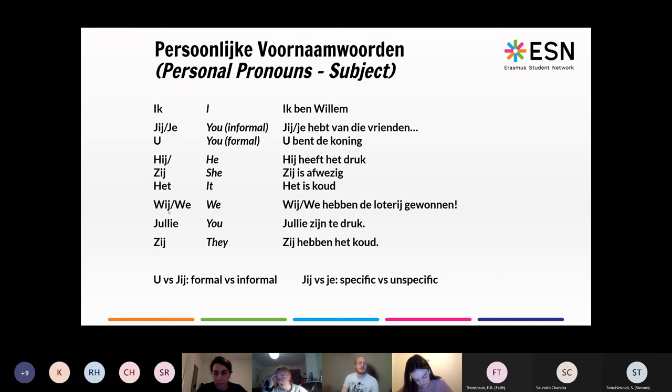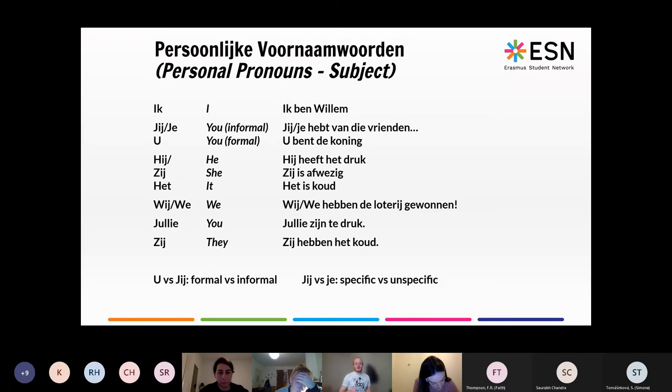The similar distinction is between wij and we. So this is my pet theory of Dutch, so don't take this as gospel. But I think that wij and we is also specific and unspecific. In particular, you could think of it as some languages have an inclusive and exclusive we. So either it's the we including the person you're talking to, or it's the we excluding the person you're talking to. And I think the we excluding the person you're talking to is wij.